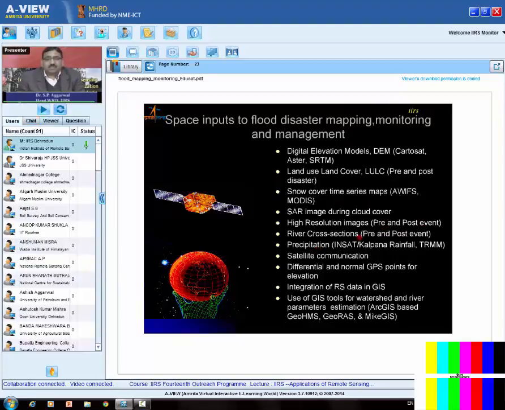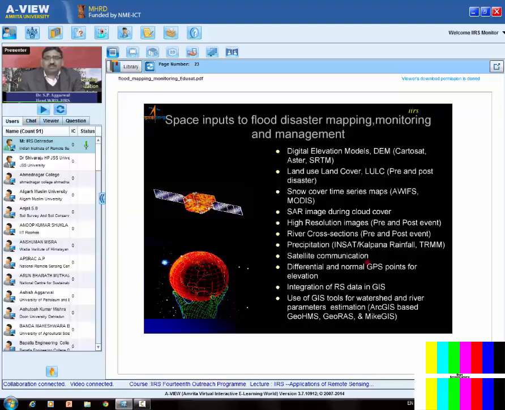River cross section, please know that especially in hilly regions, the cross section changes when there is a flood. In fact, not only in hilly regions, even in plain areas, because of sand deposition and meandering of the river, a lot of river cross section change takes place, and you can monitor it. Then precipitation, of course, from INSAT 3D or Kalpana 1, or maybe from TRMM data.